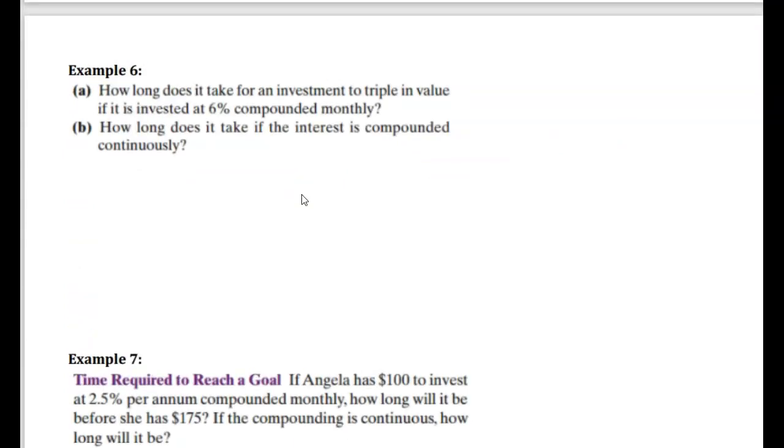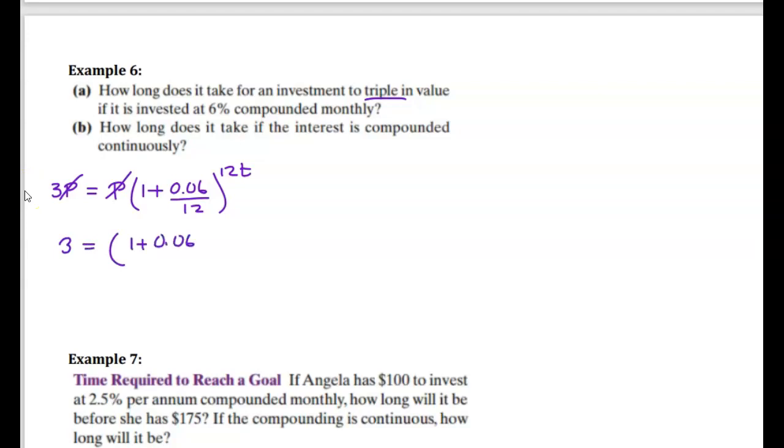How long does it take for an investment to triple in value if it's invested at 6% compounded monthly? So we want our principal, 1 plus 0.06, monthly means n is 12. And here I have nt, so 12 times t. And we want it to triple, so we want to end up with 3 times the original amount. So we're going to cancel this. We have 3 equals 1 plus 0.06 to the 12t.